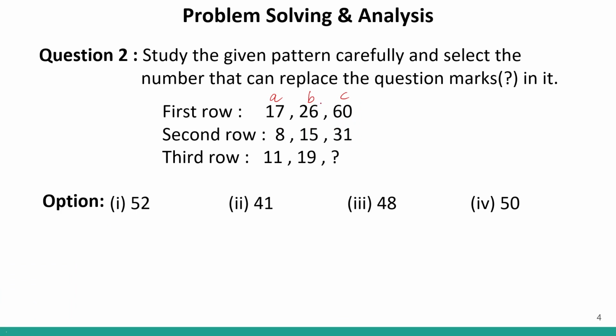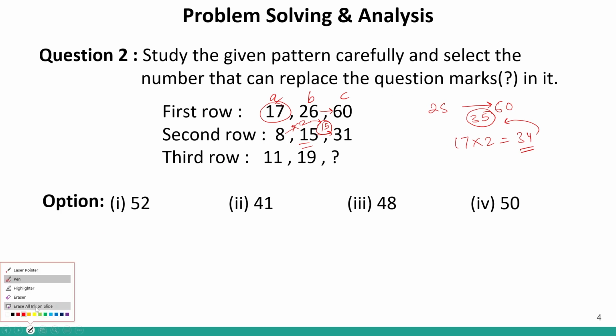I can see that 26 and 60, if I consider this 26 and if I consider this 60, maybe we have to add a number close to 35 to get 60. And if I look at 17, 2 times is 34, so almost near to 35. Now let us check over here. 15 and 31 means I have to add some number close to 15. And 8 two times is 16, which is a number close to 15. This much we all know, right? So maybe let me try to find the logic.